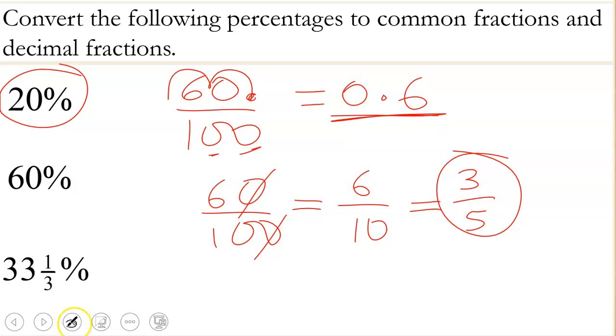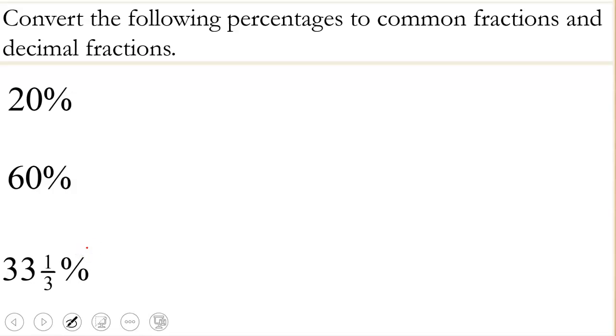Let's try the last one. So we have 33 and a half percent. We can write this 33.5% in the form of an improper fraction, and that is going to be 33 times 2, which is 66, plus 1, so 67 over 2. I'm sure you know how to convert a mixed number to an improper fraction and vice versa. This fraction is in the lowest form because 2 cannot divide 67.